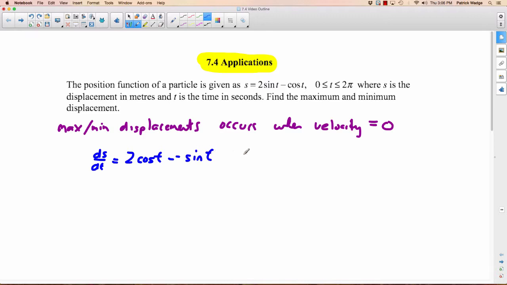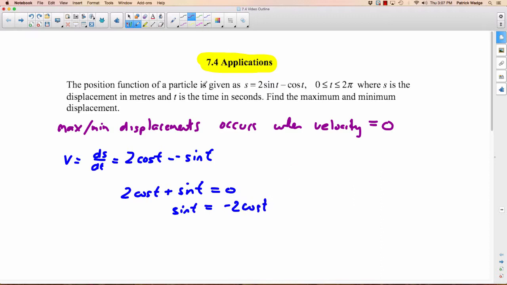Now what we want to know is when is this velocity equal to 0. So in other words, we're looking for when does 2 cosine t plus, minus negative is plus, sine t, when does that equal 0? So let's leave the sine t here. We're going to solve this. Leave the sine t here. Move the 2 cosine t over. You get negative 2 cosine t.